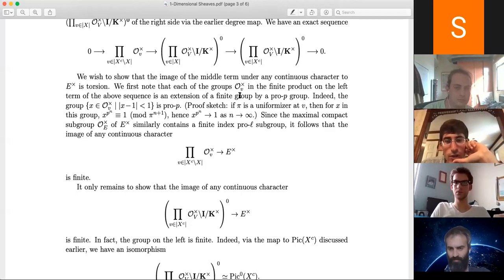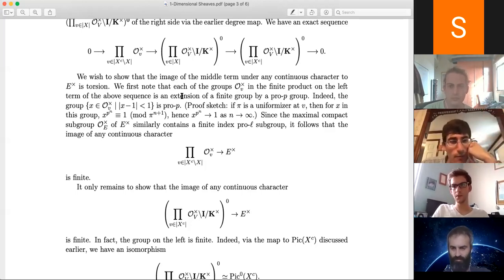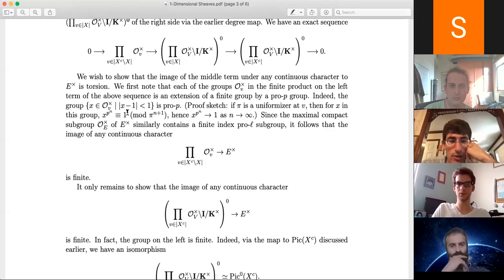So O_v cross is not literally pro-p. What it is, it's an extension of a finite group by a pro-p group. Actually, it's even a product, but whatever. And why is that? Well, here's a finite index subgroup. You take the set of elements that are congruent to 1 mod pi, a uniformizer, or absolute value of x minus 1 is less than 1.